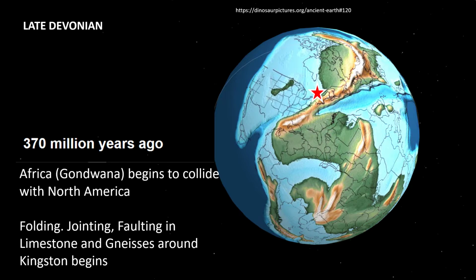Late Devonian, 370 million years ago, Africa begins to collide with North America. Folding, jointing, faulting that we see in the limestones and gneisses around Kingston begins at this time. So the rocks that were deposited around 460 million years ago are now starting to deform.